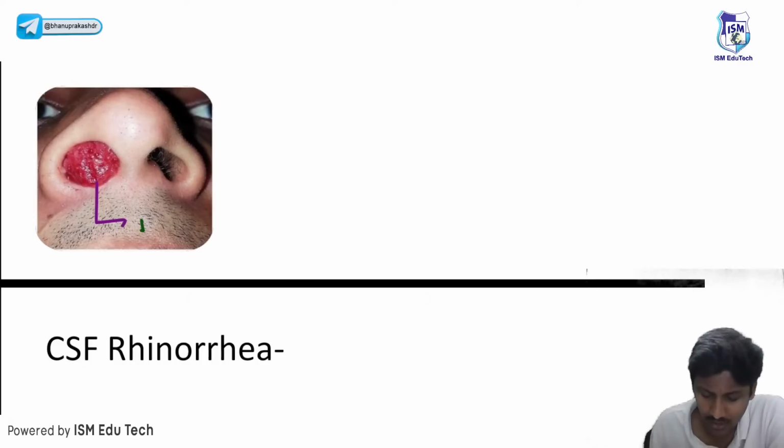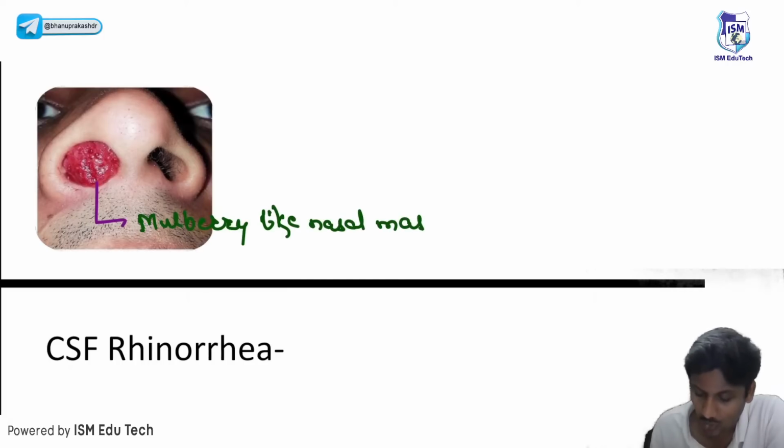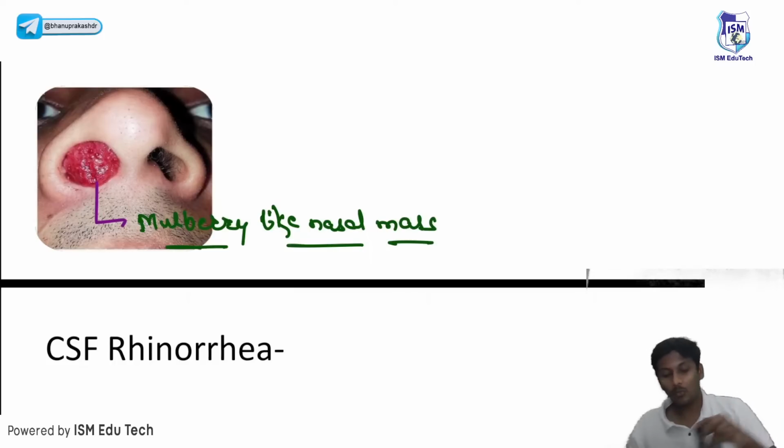Usually, I told you, how does this mass look like? This mass looks like a mulberry or a strawberry. So I have asked you a question earlier, like mulberry like nasal mass. Mulberry like nasal mass is seen in which condition? So now this is the question. Mulberry like nasal mass किस में दिखता है? Please let me know that. What is the diagnosis in this condition? Make a spot diagnosis.